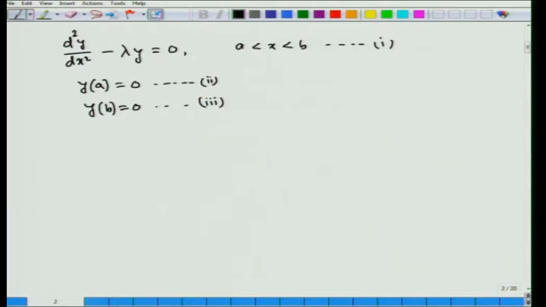Actually, this type of boundary condition, when specified at the two ends, that is at x equal to a and x equal to b, is called separated boundary conditions. And when we consider the Green's function approach, we define the general formulation of second order boundary value problems with separated boundary conditions.